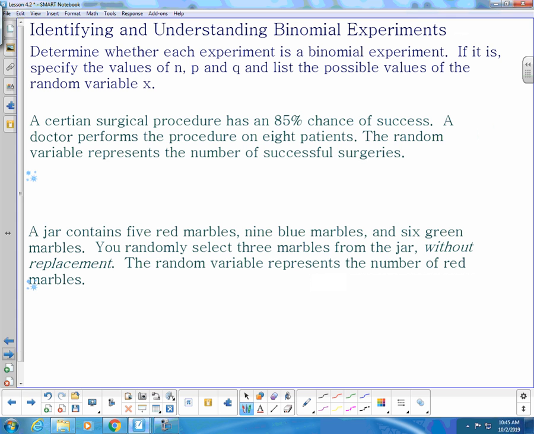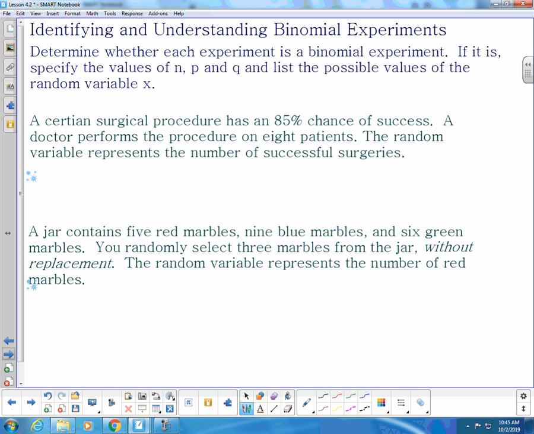So, determine if they are binomial. A certain surgical procedure has an 85% chance of success. A doctor performs the procedure on 8 patients. The random variable represents the number of successful surgeries. So is this a binomial situation? Yeah, the surgery is a success or it's not. There's no in between.